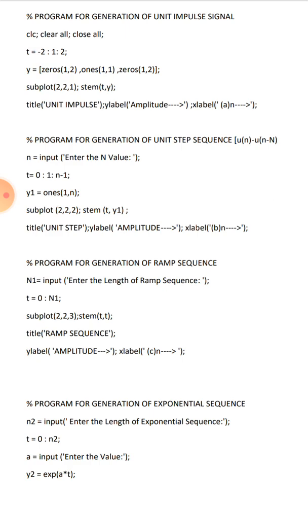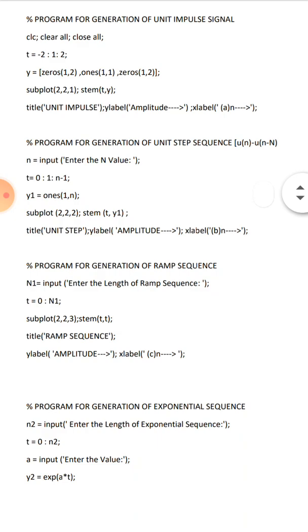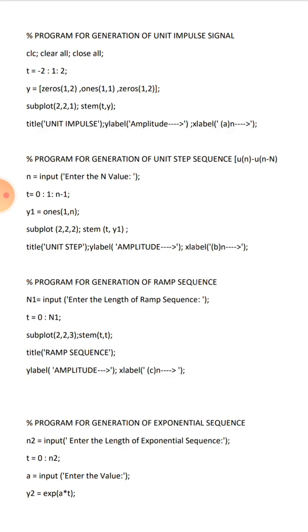So here we are trying to generate a unit impulse signal. What is a unit impulse signal? It will have a signal with a unit amplitude. Unit means amplitude of 1. So unit impulse means only at 0 the value will be 1 and at other instances the value will be 0. So first we are trying to clear the command window.